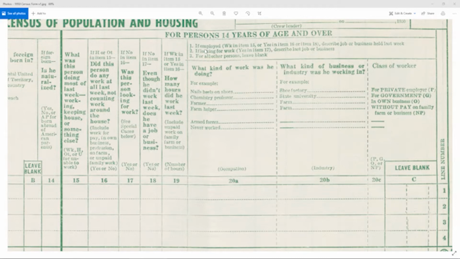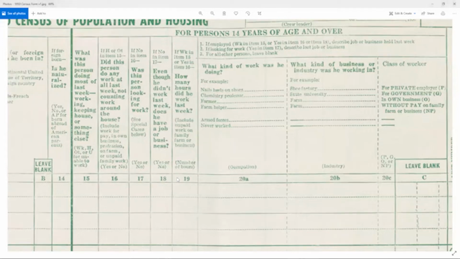And you can see here, there's some instructions up here as well. So just pay attention to all the little notes and make sure that you look at these so you know that like WK is for work, H is for housekeeping, OT is for other, and then U is for unable to work. So just be aware of that. And again, refer to the enumerator's reference manual to understand exactly how the questions were to be asked and how the answers were supposed to be recorded.